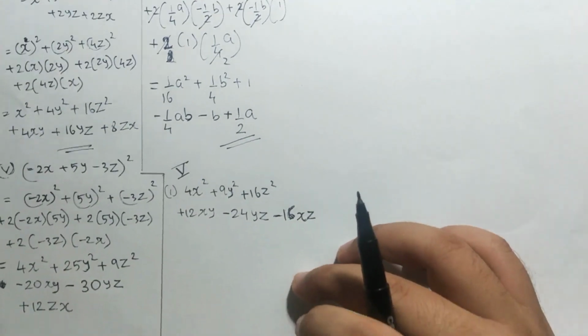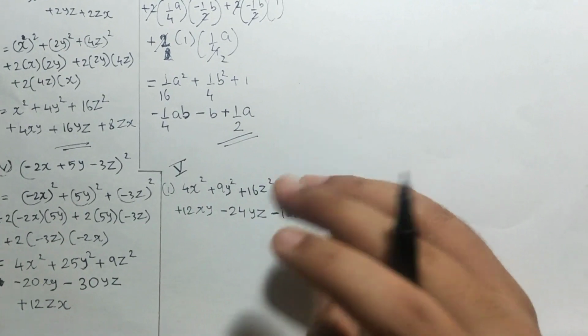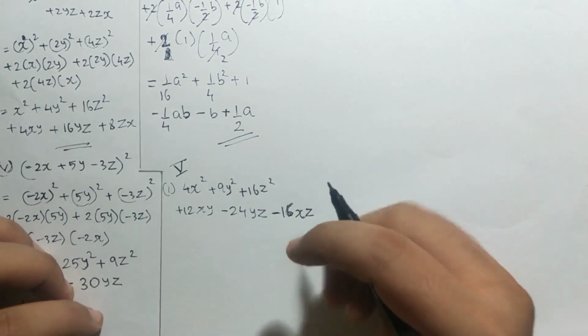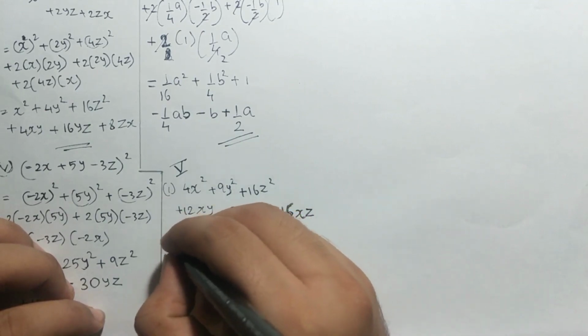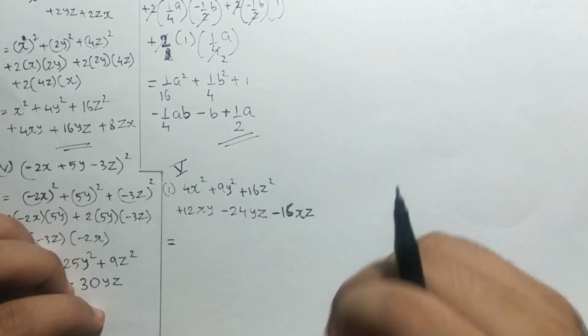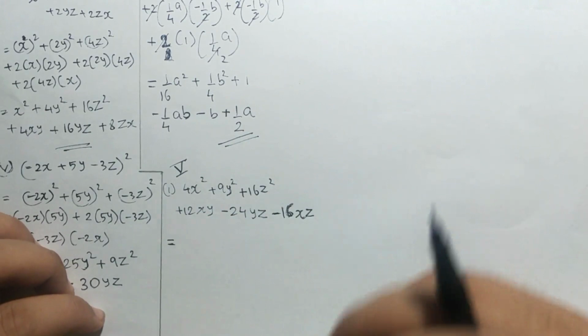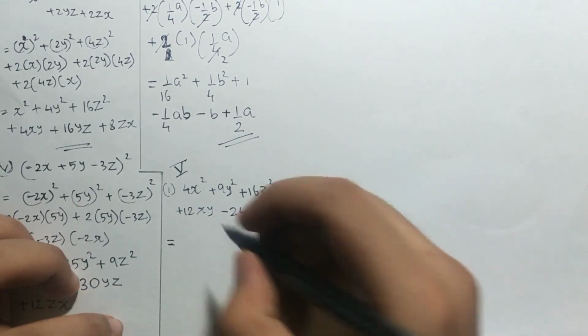Now, third check. Out of these 6 terms, 3 would be perfect squares. This first term, second term, and third term are perfect squares. If they're not perfect squares, you have to make them perfect squares by taking the root sign. You will understand this in the next sum.